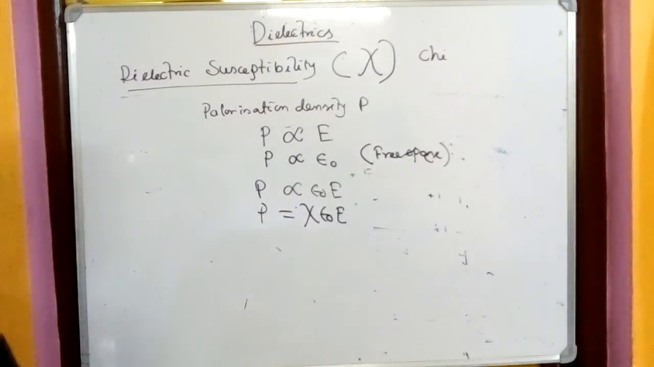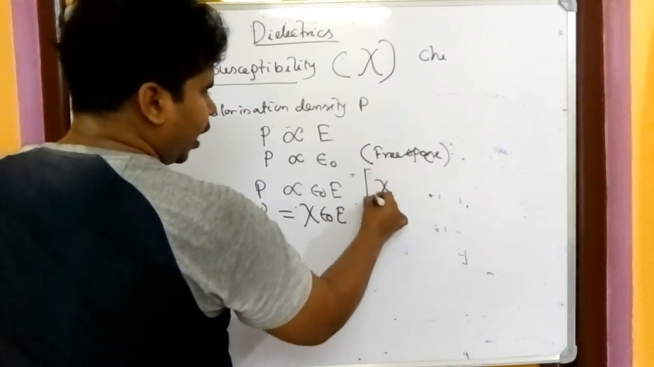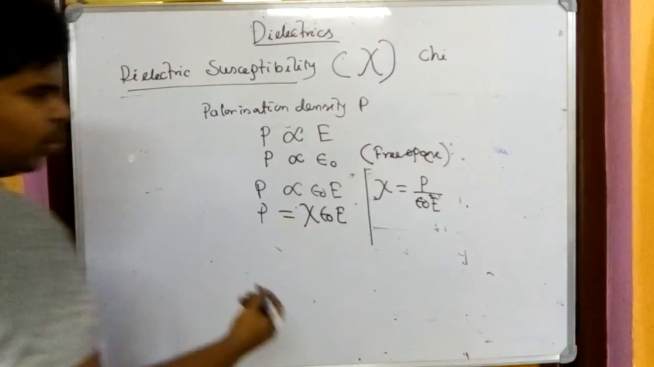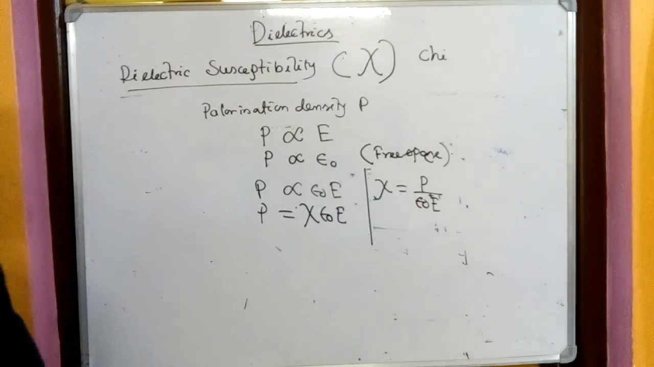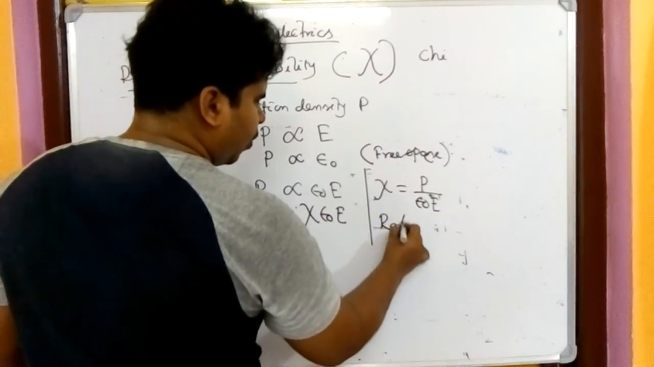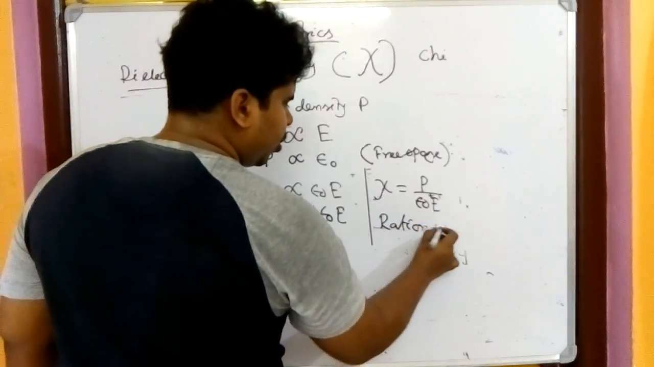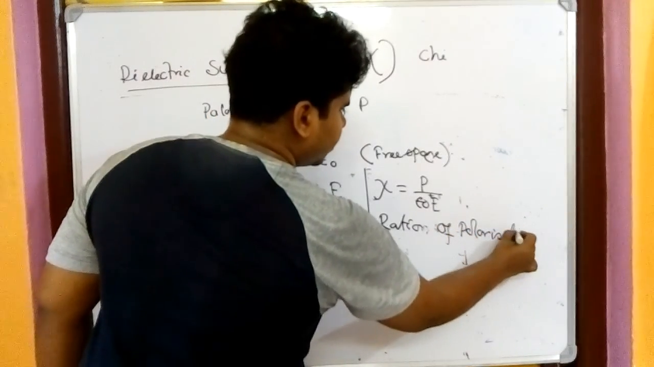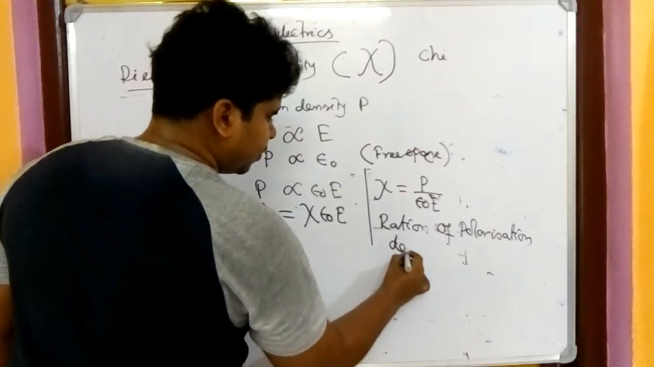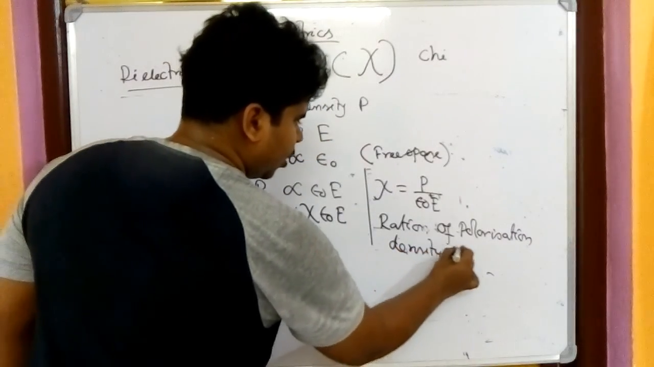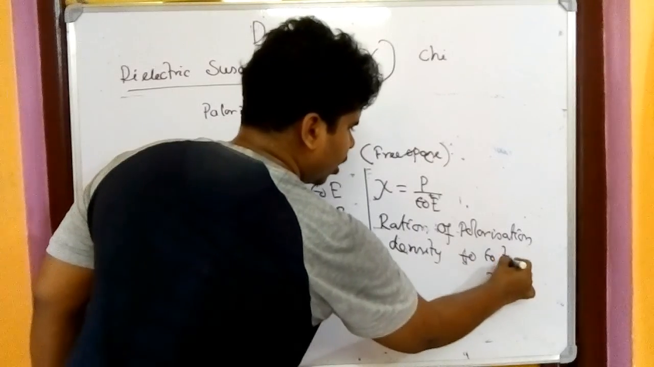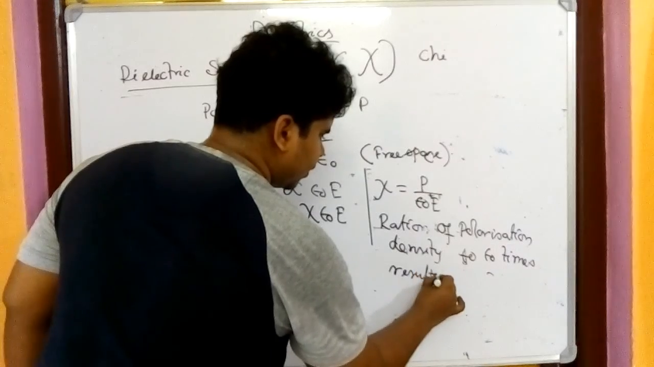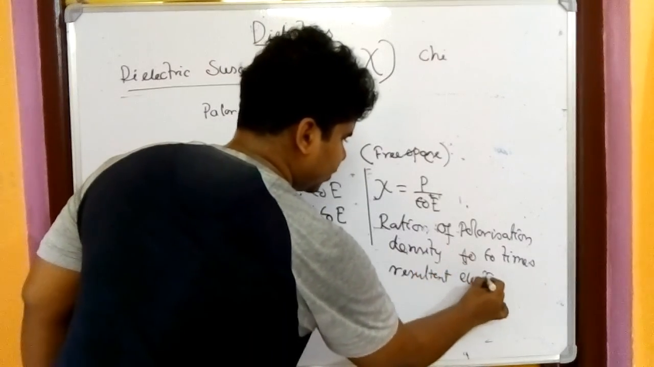If I want to define chi, chi equals P by epsilon naught E. So we can say chi is the ratio of polarization density to epsilon naught times the resultant electric field.